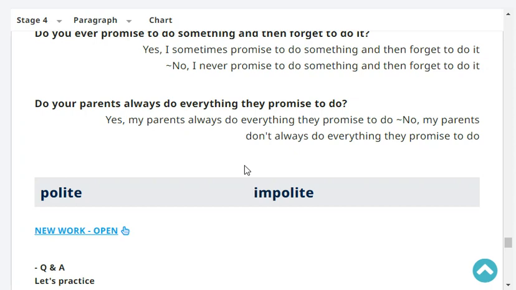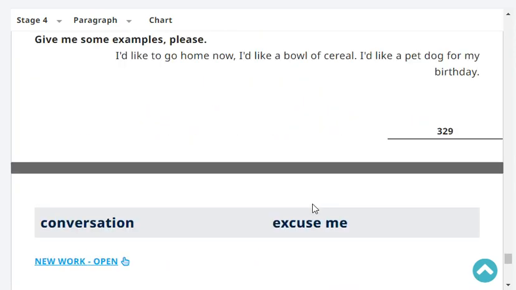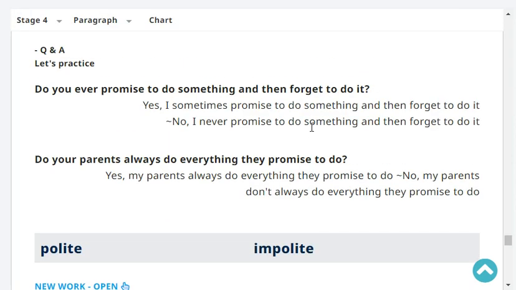What they promise to do. Very good. Okay, next, tell me two things. Okay, that's the end of our revision. Let's have new work. Okay, let's have the first word.